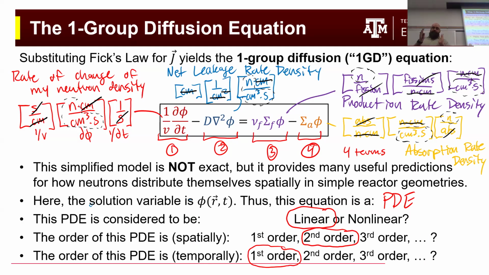So this, our one group diffusion equation, is a partial differential equation. If we're lucky, we can still solve it, and that's what we're going to end up doing. We're going to talk more about the equation today, and then we're going to spend all of next class doing examples of deriving results from this equation.